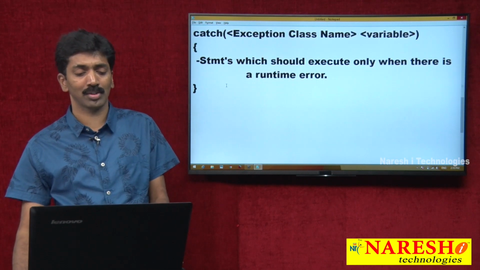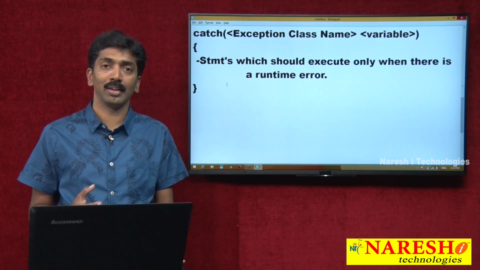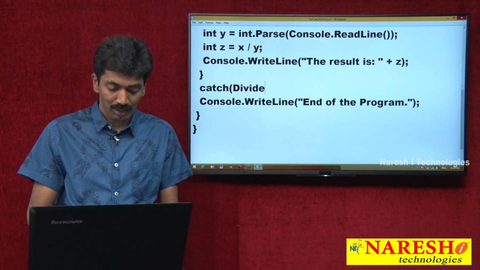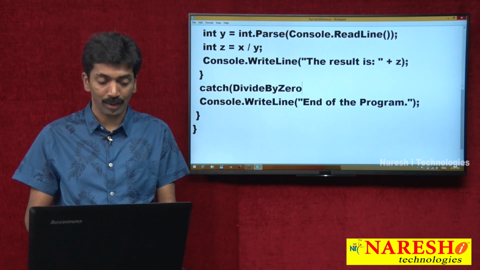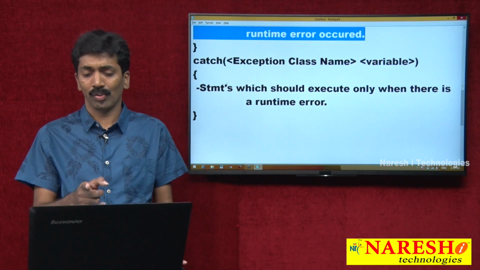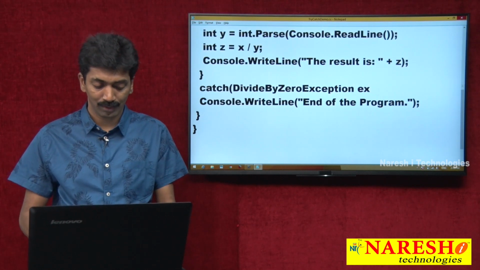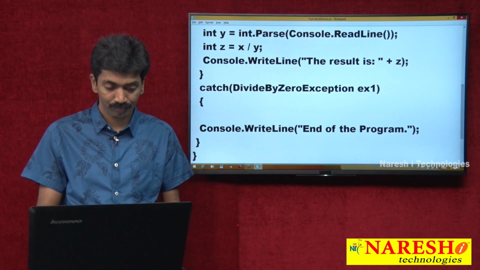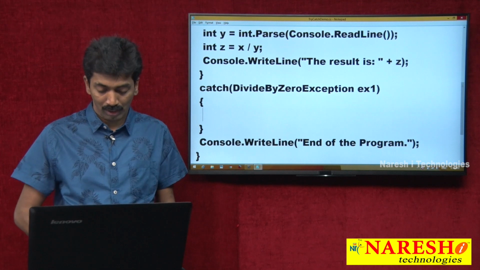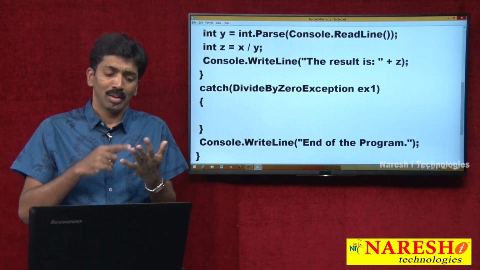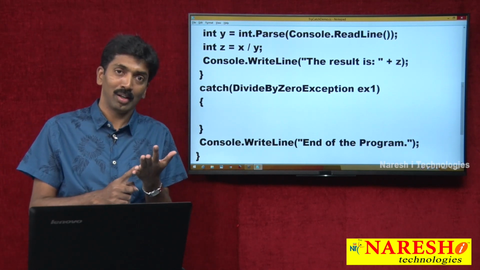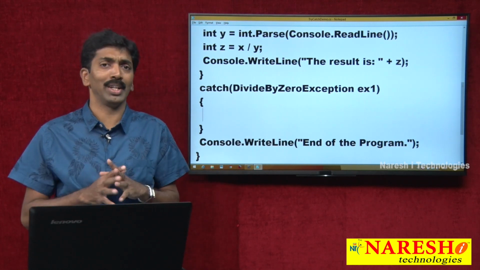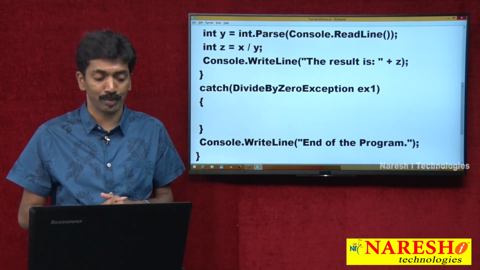Name of the exception class. I want to handle divide by 0 exception. Divide by 0 exception followed with a variable ex1. And now here what you write, any corrective actions if present or error message displaying should be done at this location. So for this I don't have any corrective action, but I want an error message to be displayed.